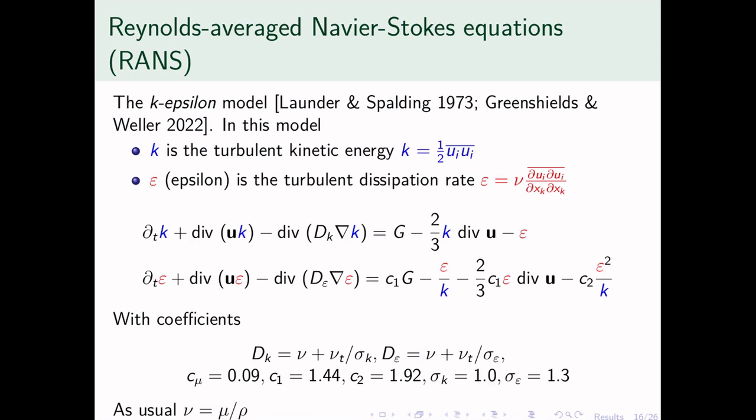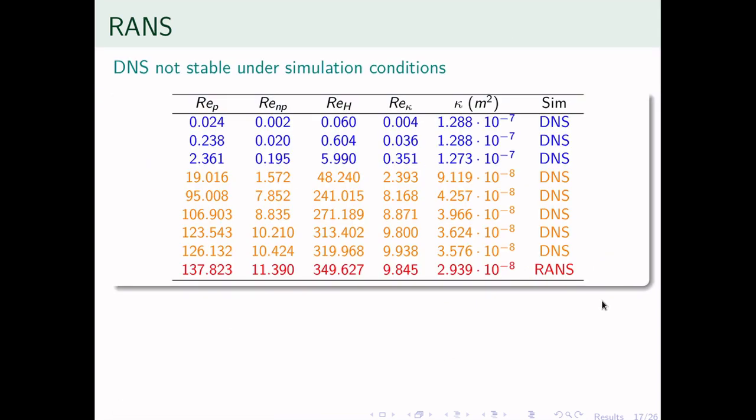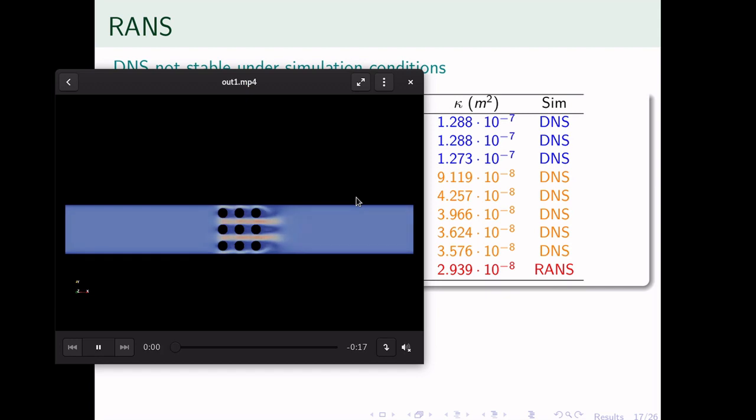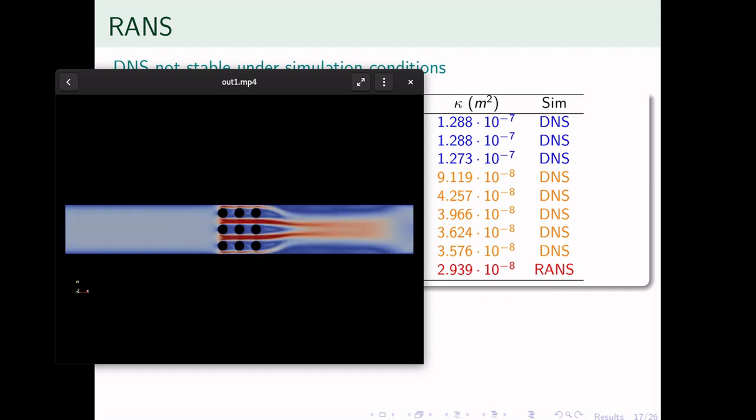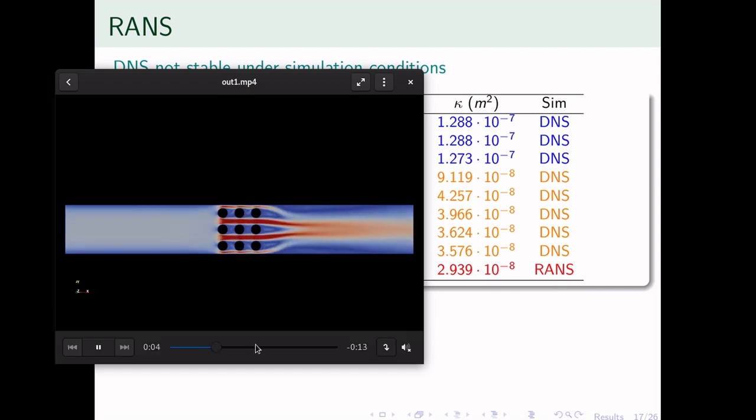We tested the Reynolds-averaged Navier-Stokes equations using the k-epsilon model, the two-equation model, to see if we could continue with the simulation. What we see here is that using the Reynolds-averaged Navier-Stokes equations simply averages out the instabilities. So the flow starts to look like it was before, although it really is not as it was before.